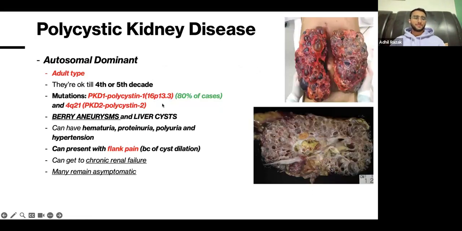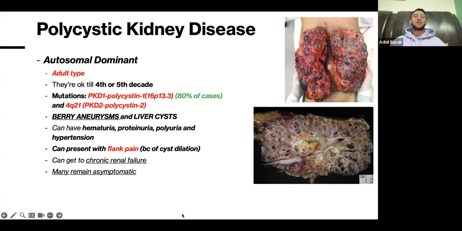And the mutation affected in polycystic kidney disease autosomal dominant adult version is PKD1 and PKD2. PKD1 is what you see in 80% of the cases, and the most characteristic things you see in the autosomal dominant adult version of polycystic kidney disease are berry aneurysms, as you saw earlier, saccular berry aneurysms, and brain aneurysms, and liver cysts.